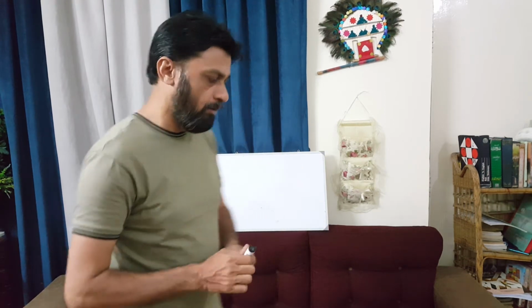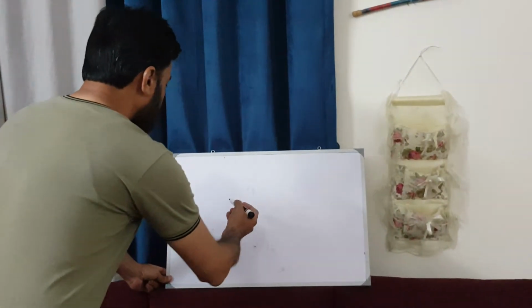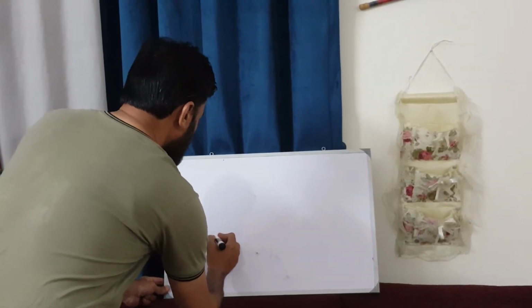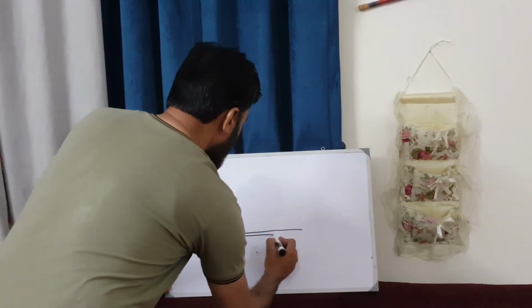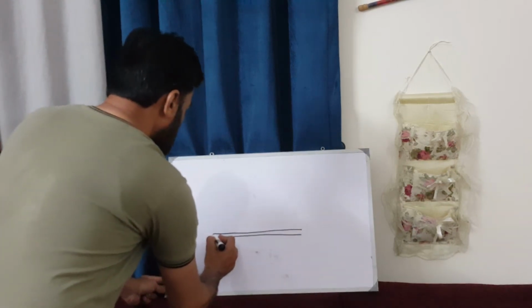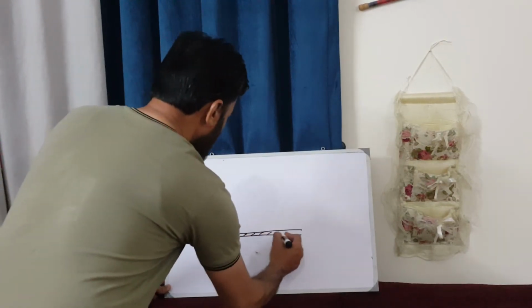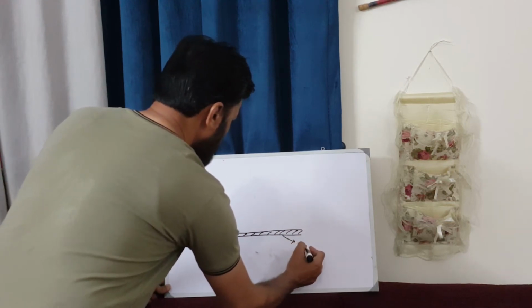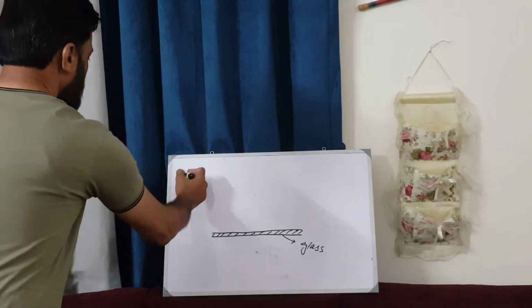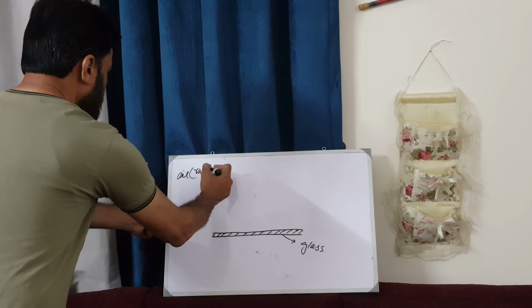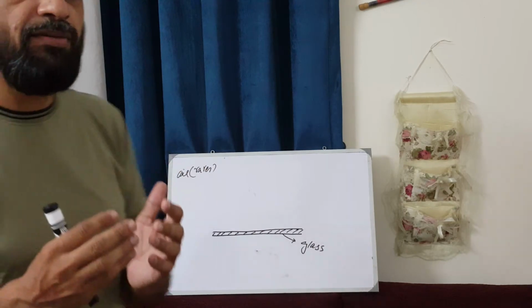And now we study total internal reflection. Look at the board. This is the surface of a denser medium. You may assume this is water or this is glass. And this is air, which is a rarer medium. These two are mediums, glass and air, and comparatively air is the rarer medium than glass.